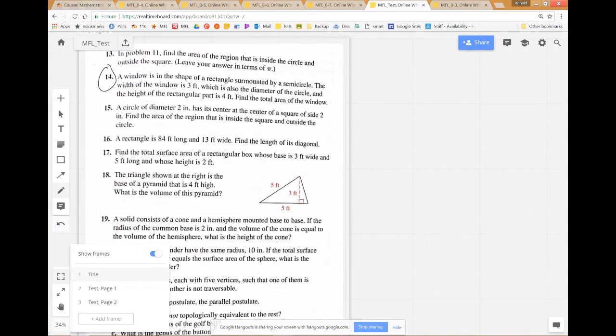A window is in the shape of a rectangle surmounted by a semicircle. So a window and a semicircle on the top like that. The width of the window is 3 feet, which is also the diameter of the circle. So from here to here, 3 feet. And the height of the rectangular part is 4 feet.